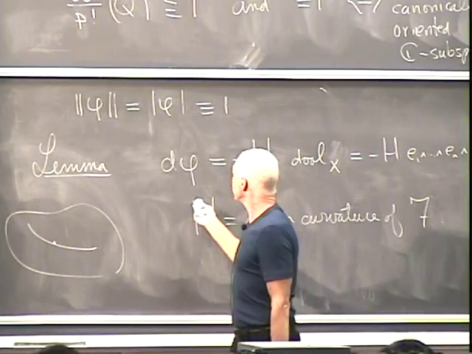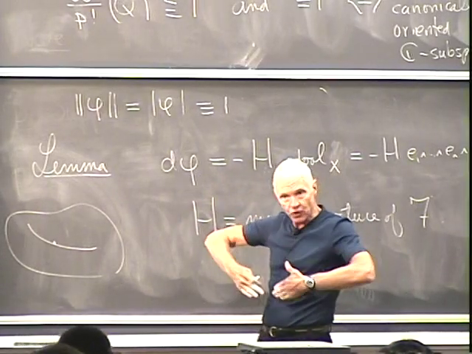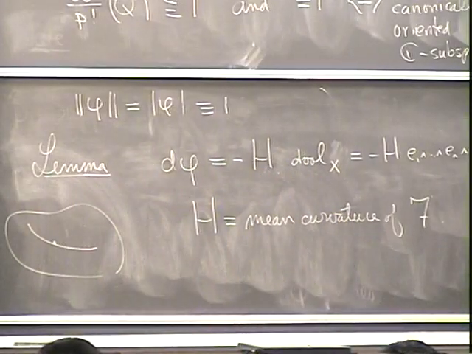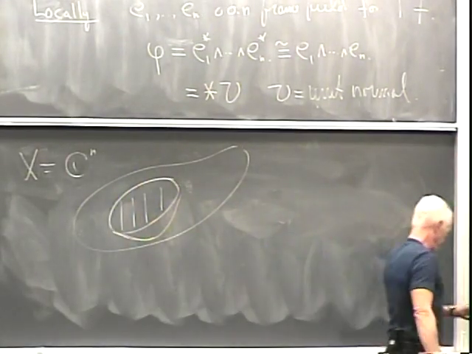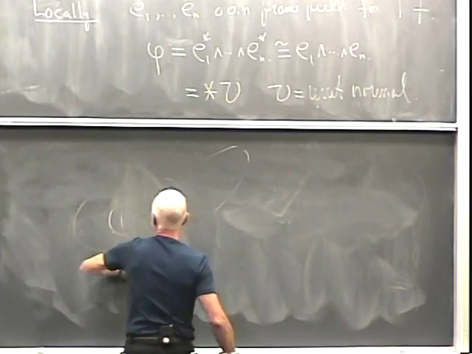Okay? What this means, of course, is that this is a calibration if and only if all the leaves are minimal. So what's the proof? I'll do this quickly.